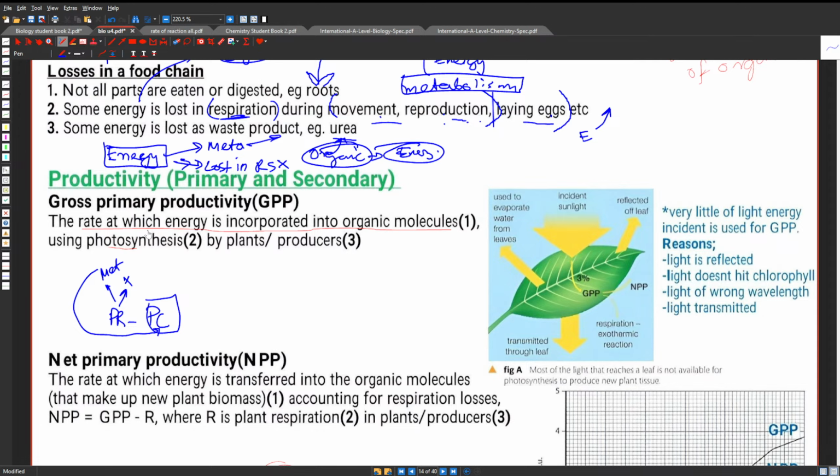So in this case, the rate at which energy is being incorporated into your organic molecules using photosynthesis by plants and producers. This is obvious; it's almost like how much photosynthesis is happening. Your plant gets sunlight and produces organics via photosynthesis. Now, why are we specifically talking about organics? I guess when we talk about RuBP being formed, that's also being formed by photosynthesis.